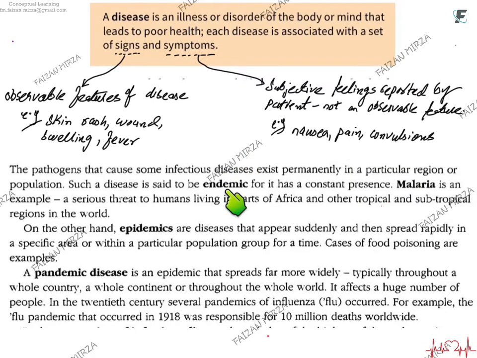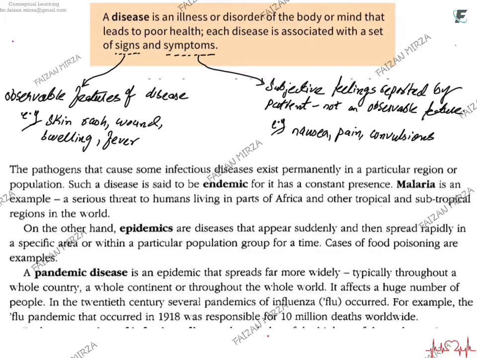So we refer to the terms endemic, epidemic, and pandemic. Endemic is a disease which is always present in a certain population at a certain time. Epidemic is when there is a sudden rise of a certain disease in a specific area. Pandemic is when an epidemic spreads widely throughout a country and the continent and then throughout the world.